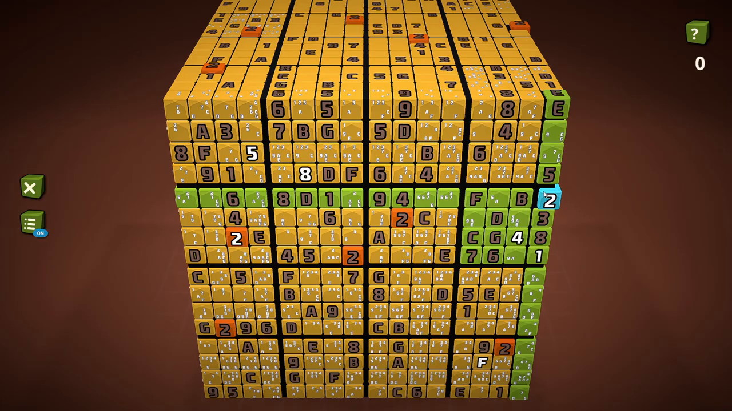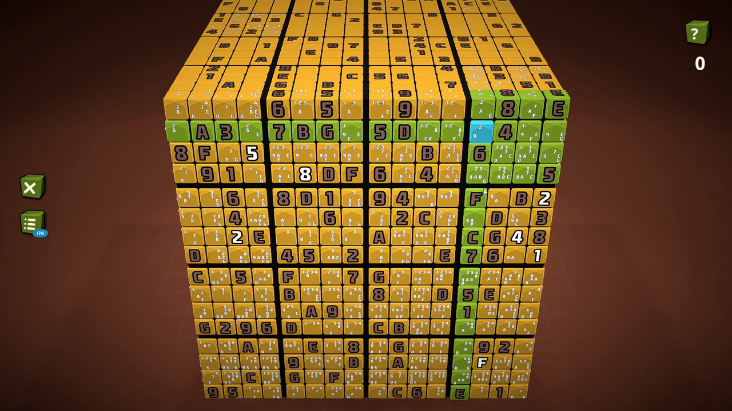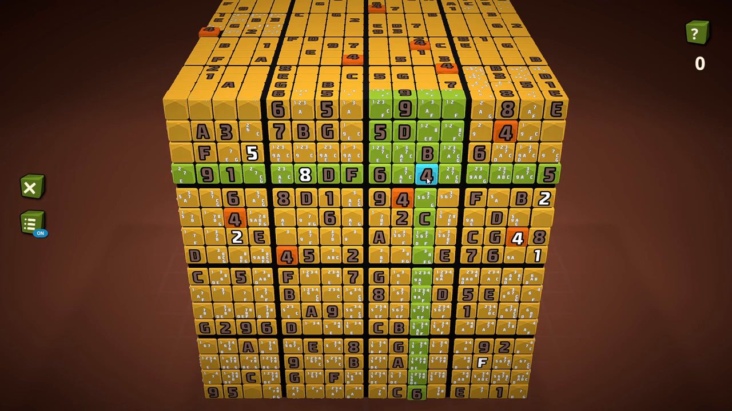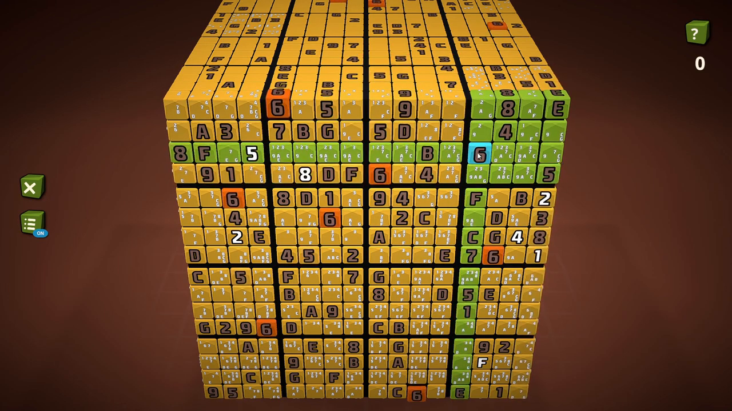I guess I skipped 2s or something for this block. So that looks like it could totally be a 2. Could it be a 3? No. Could it be a 4? No. 5? No. 6? No. No.